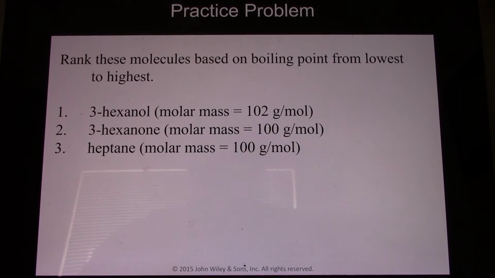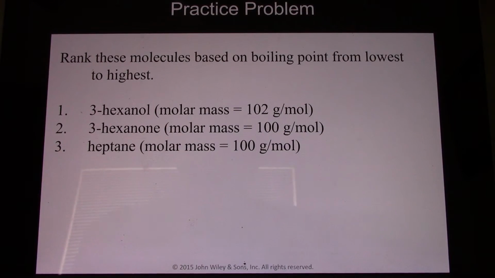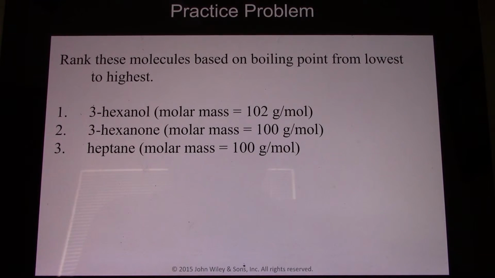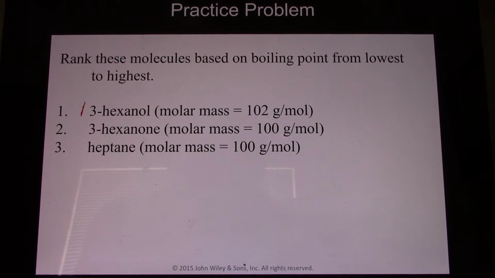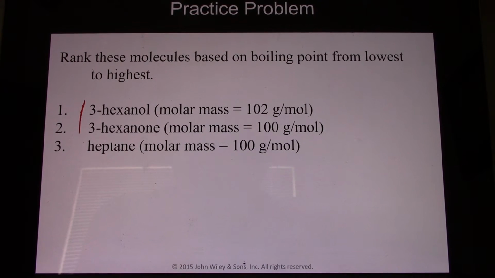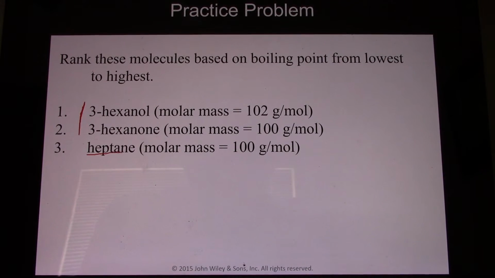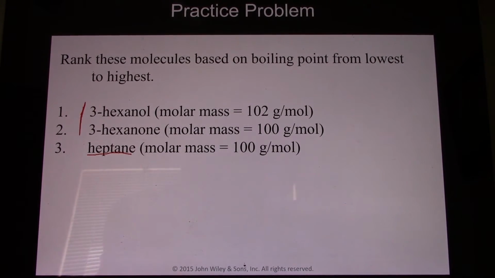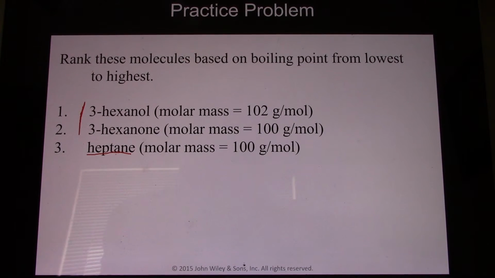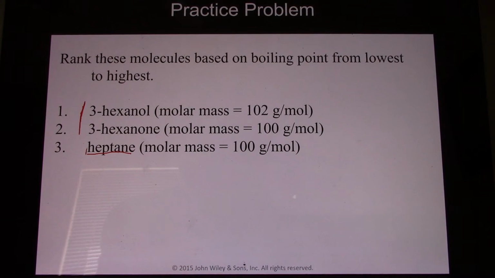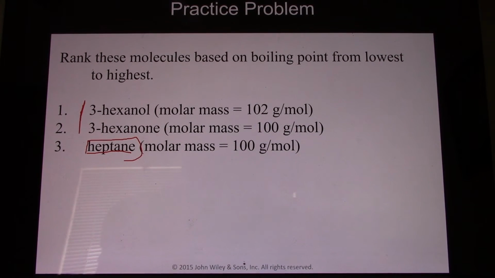So rank these molecules based on boiling point from lowest to highest. Well, we know the highest will be the alcohol because this has hydrogen bonding. They're all about the same mass. So the alcohol will be the highest boiling point. Heptane has no functional groups whatsoever. Whereas the hexanone has a ketone group, you get a little bit of intermolecular forces. You get none in heptane. So it's ranked, well, I guess it's ranked opposite. So the lowest boiling point will be heptane. Second lowest boiling point, 3-hexanone. And the highest boiling point, 3-hexanol.